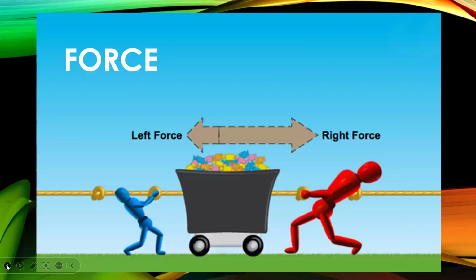We are going to have our review for our final test. Our topic is about force. So what is force? Force is a push or a pull. And you can see this lesson in your book on page 47.